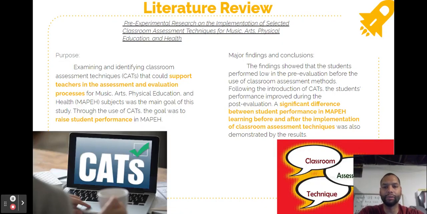My second article had to do with implementing classroom assessment techniques in music, art, physical education, and health. Classroom assessment techniques are strategies used by teachers to receive feedback on the teaching learning process as it's happening. Feedback can be to both teachers and students. So, in this article, it goes through different classroom assessment techniques and what can be used to raise student performance.